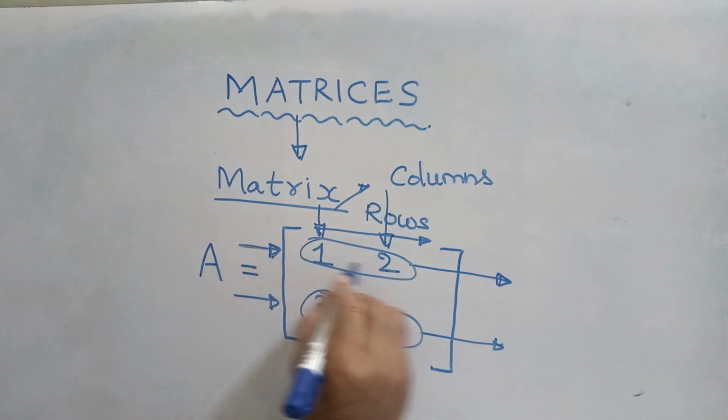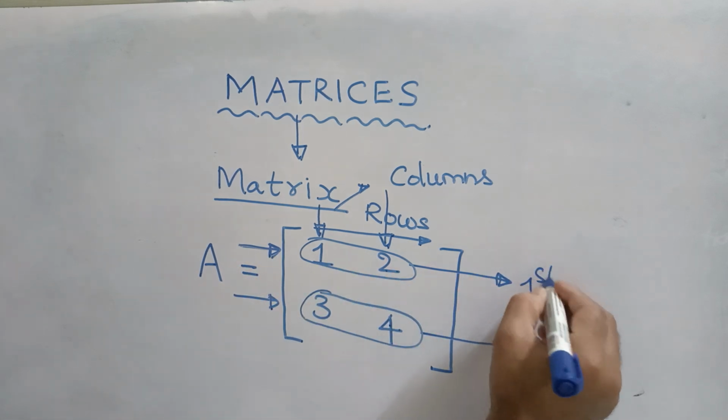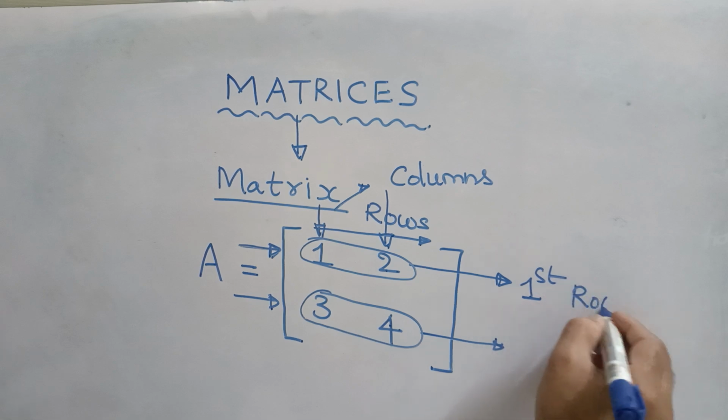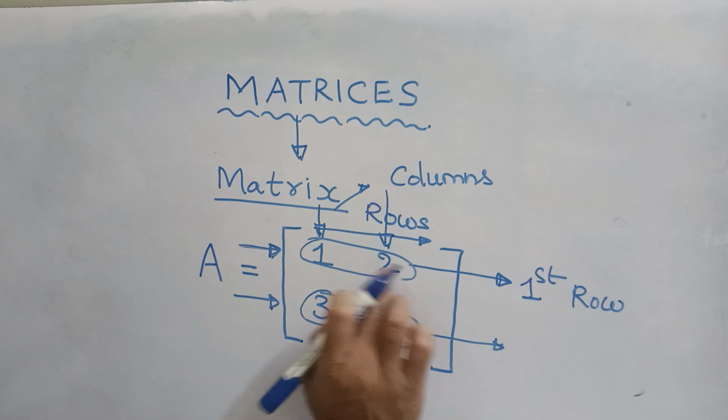Therefore, how many rows are there? There are two rows. The first row has the elements 1 and 2.